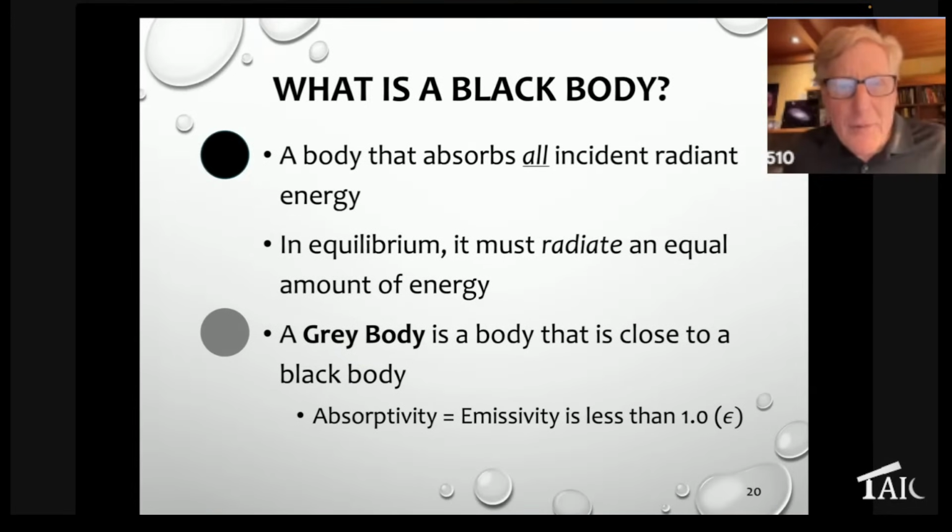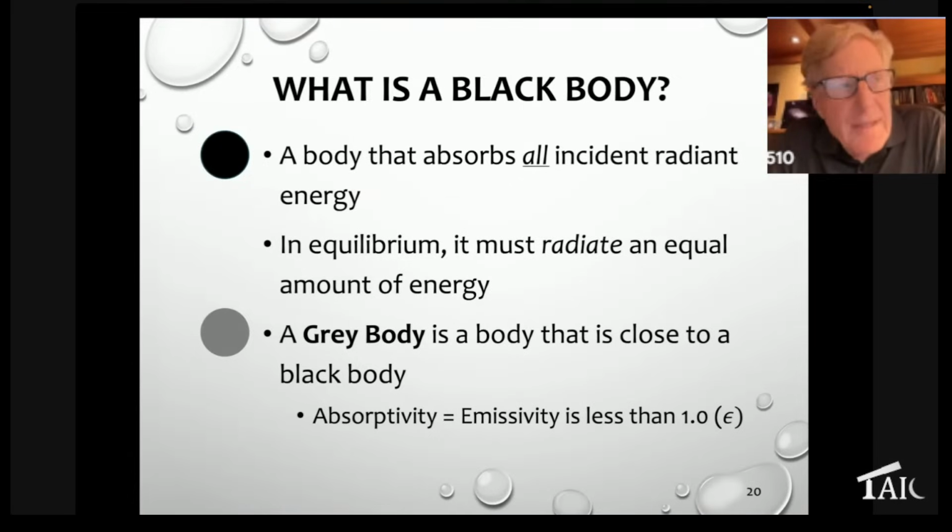And I mentioned a black body. What is a black body? A black body is any body that absorbs all incident radiant energy. Okay. And when I say all incident radiant energy, that means at all wavelengths. It means at all angles of incidence. It means there's no reflection. Everything that strikes a black body has to go in. Now, in equilibrium, that also means the black body has to radiate an equal amount of energy. So energy going in equals energy coming out for the black body to be in equilibrium.